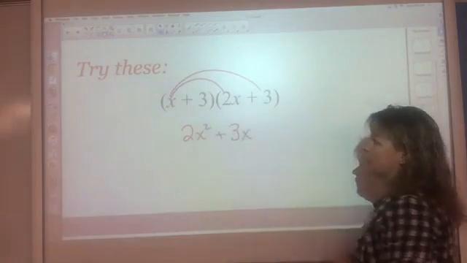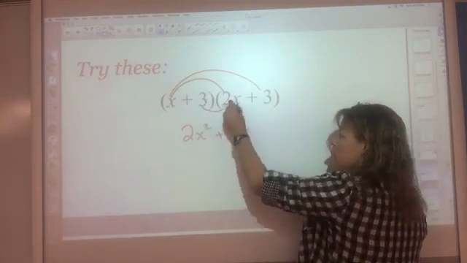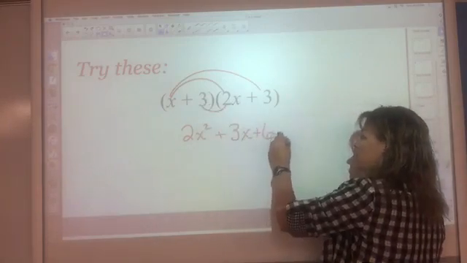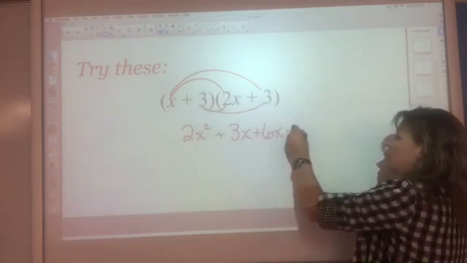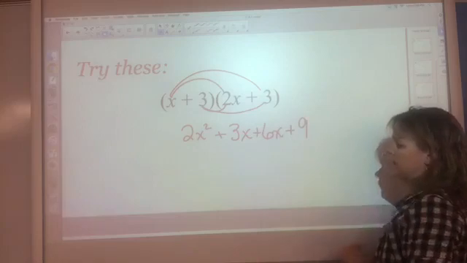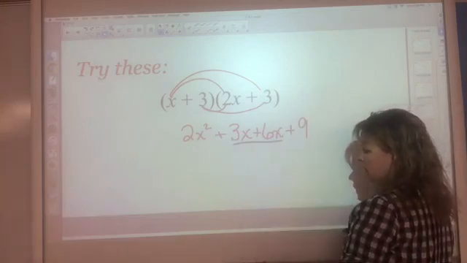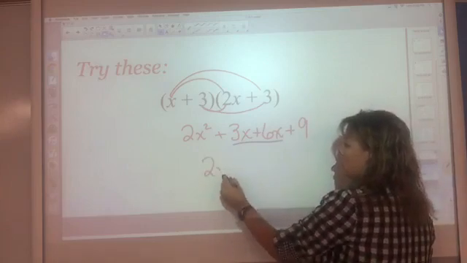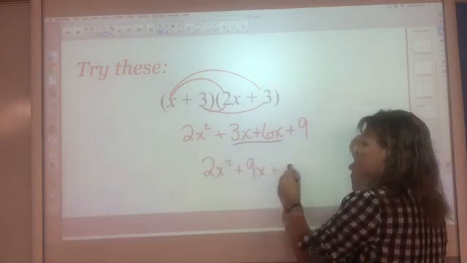Plus 3x. You've got the inside numbers. 3 times 2x is 6x. And the last numbers, 3 times 3 is 9. 3x and 6x can get added together: 2x squared plus 9x plus 9.